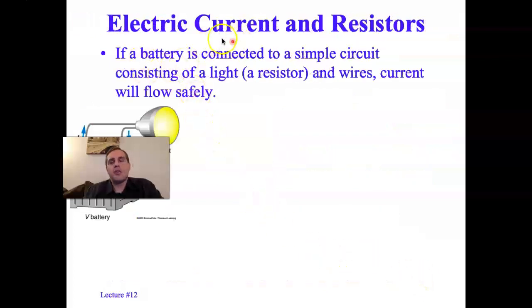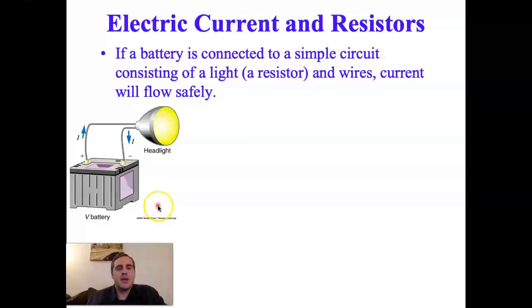Okay, let's start to talk about how electric current relates to this notion of resistance and resistors. Okay, so if a battery is connected to a simple circuit, so imagine we have a car battery and a really simple circuit. Here's a headlight consisting of a light, and a light we're going to call a resistor. So a resistor resists charge flow, but also takes energy away in a circuit. We'll say more about that. And we have wires so that current will flow safely.